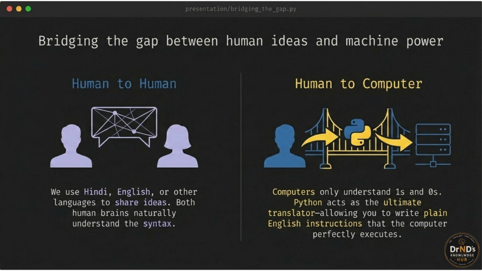Python acts as a bridge between human ideas and machine power. We write simple English like instructions in Python, and Python translates them into a form that computers can understand and execute. In other words, Python allows us to communicate with computers easily and efficiently. Python is the translator between humans and computers.